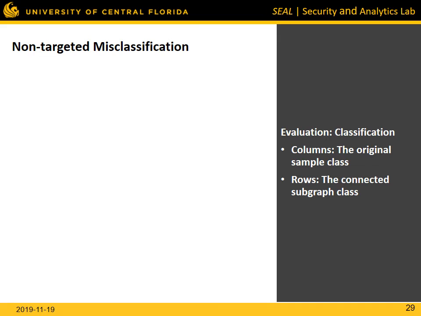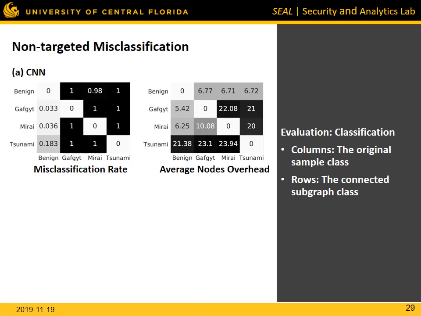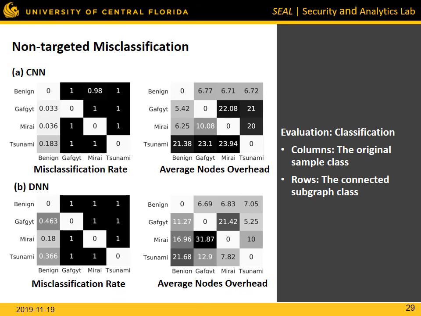Similarly, we evaluated SGIA on non-targeted misclassification capabilities. And so for the CNN-based model, the left figure is the misclassification rate, where columns represent the original sample's class and rows represent the connected subgraph class, whereas the right figure shows the average node overhead needed to cause misclassification. Now, this is also the result for the DNN model. We achieved a non-targeted misclassification rate of almost 100% from all malicious families using a benign subgraph of size as low as 6 nodes.